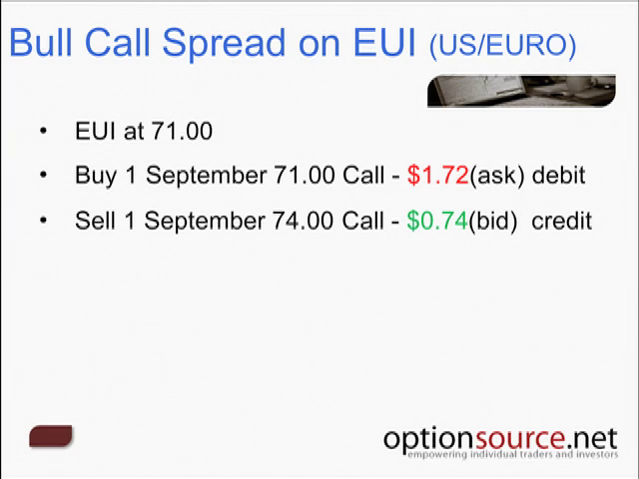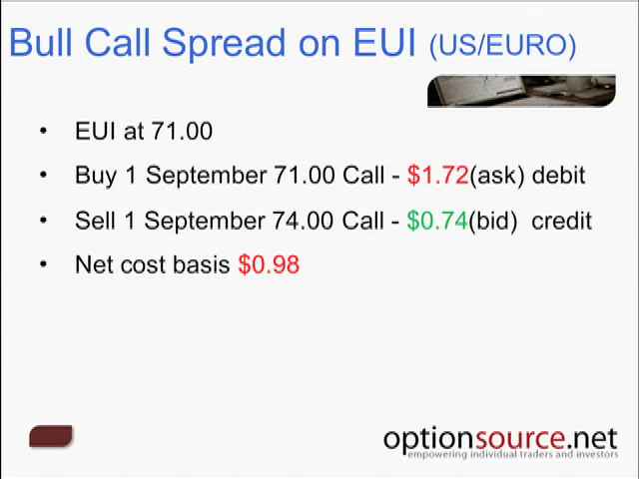Now, at the same time, we would look at the September 74 call options, and the September 74 calls have a bid of 74 cents, ironically enough. And so in selling that September 74 call, we actually have a credit deposited into our account of 74 cents or $74. So what happens is we reduce the net cost of that transaction by 74 cents, which means we only have to put up 98 cents in order to participate in this particular outlook.